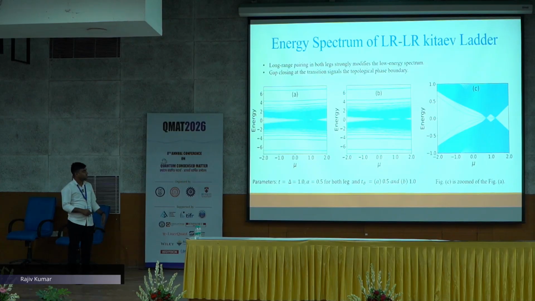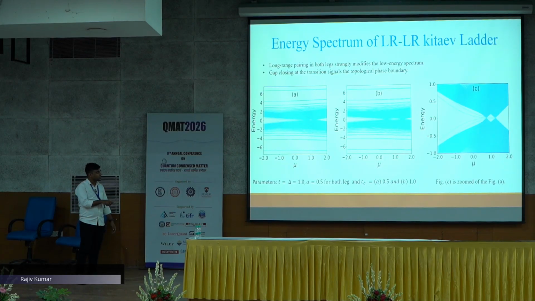The third one is the generalization to the long-range hybrid Kitaev ladder. We take long-range interaction in both legs, and we see that the transition point at mu equals 1 splits, generating a region with 4 massive Dirac modes, a region with 2 massive Dirac modes, and a trivial region. It is again a generalization of the nearest-neighbor or long-range hybrid Kitaev ladder.